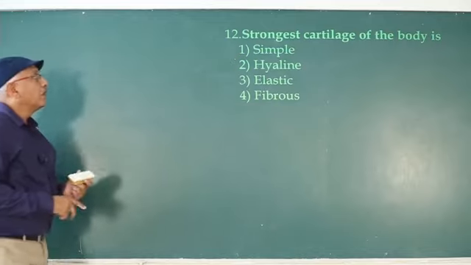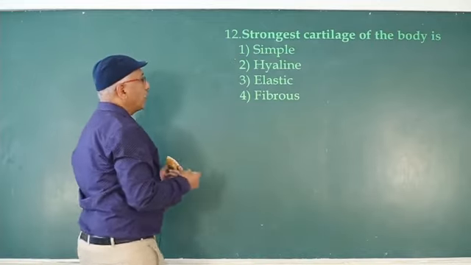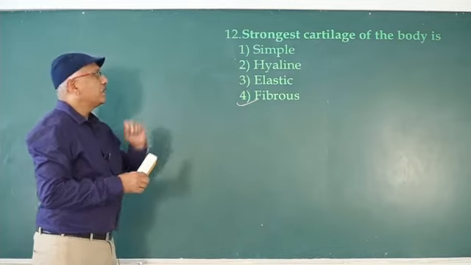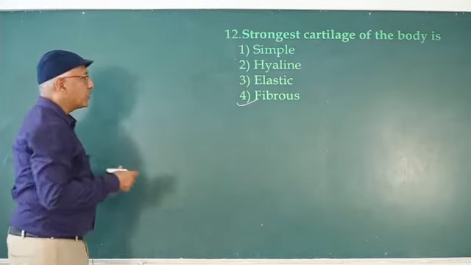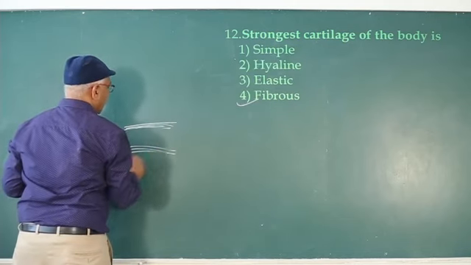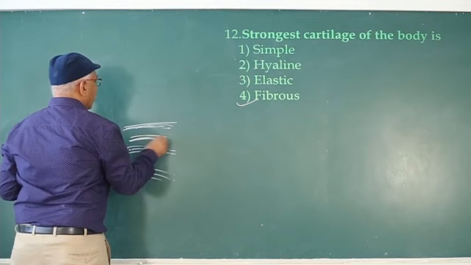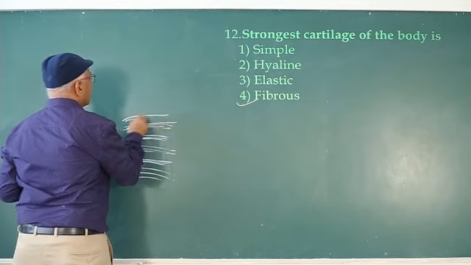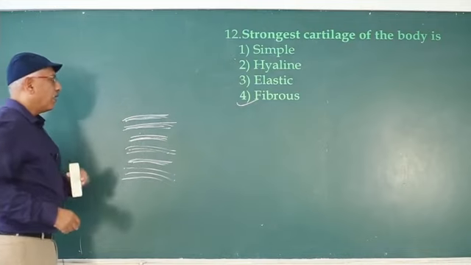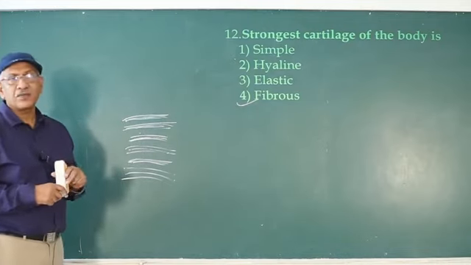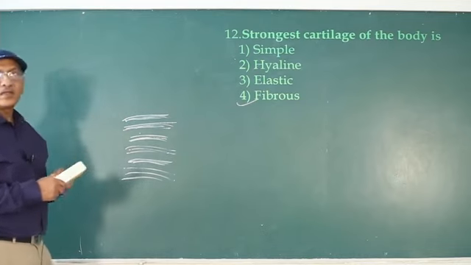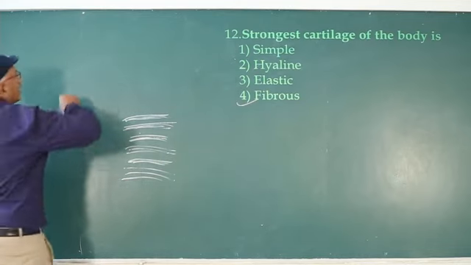Next question. The strongest cartilage of the body is fibrous cartilage. Fibrous cartilage is the strongest cartilage. Fibrous cartilage contains numerous collagen fiber bundles. Matrix and lacunae are less. Perichondrium is absent. It is the strongest cartilage. Now, hyaline cartilage.